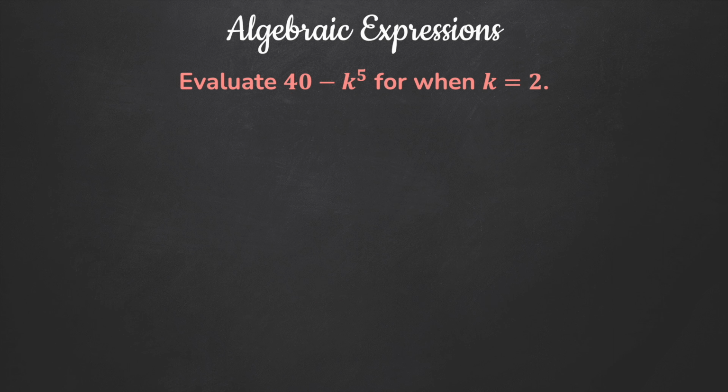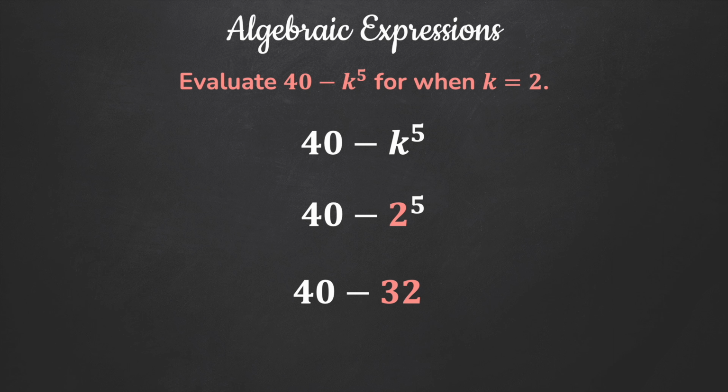Finally, we have evaluate 40 minus k to the power of 5 for when k is equal to 2. Here we have subtraction and an exponent, and we're going to substitute k for 2 because k is equal to 2. Because we have subtraction and an exponent, we do the exponent first according to order of operations. And 2 to the power of 5 is the same thing as 2 times 2 times 2 times 2 times 2, which is equivalent to 32. And then 40 minus 32 is equal to 8.